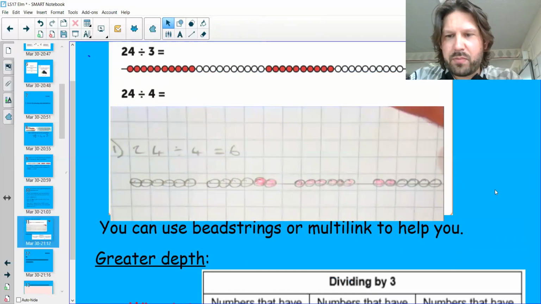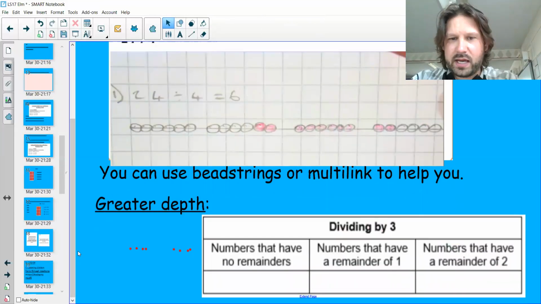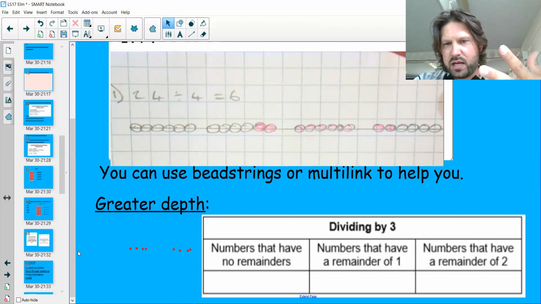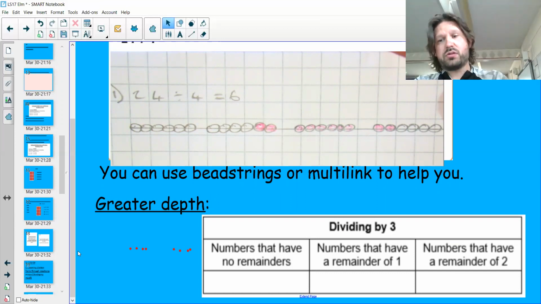Greater depth, divided by 3. So now I've got this little table that you can copy down. Numbers that have no remainders, numbers that have a remainder of 1, numbers that have a remainder of 2. So pick any number and divide it by 3 and see if it's got no remainders. Then they're in the 3 times table. If it has 1 remainder, it goes in that box, or 2 remainders and it goes in the third box.